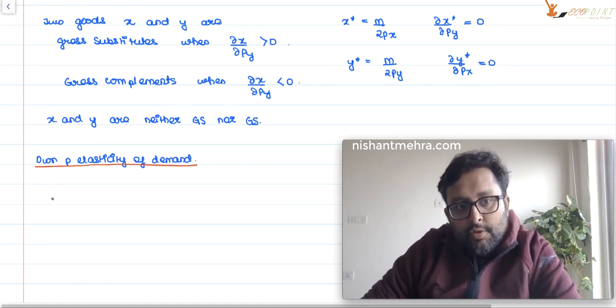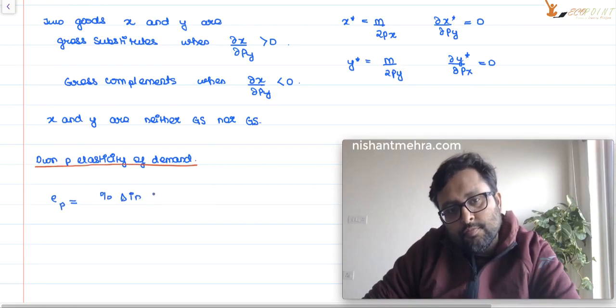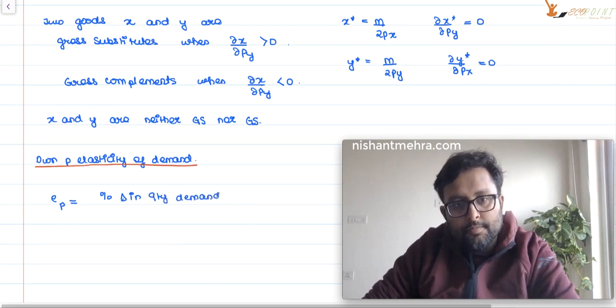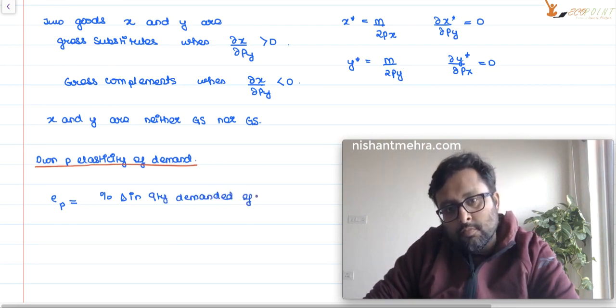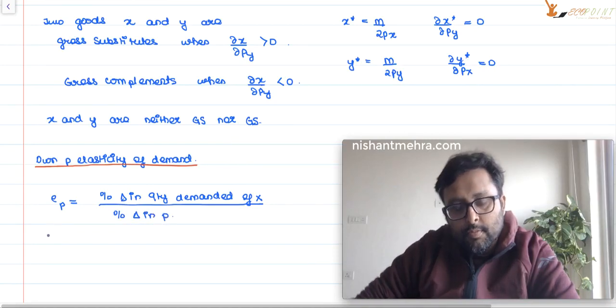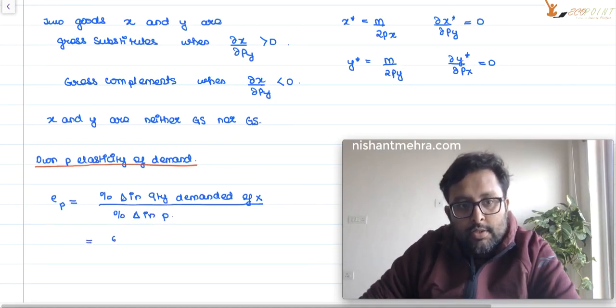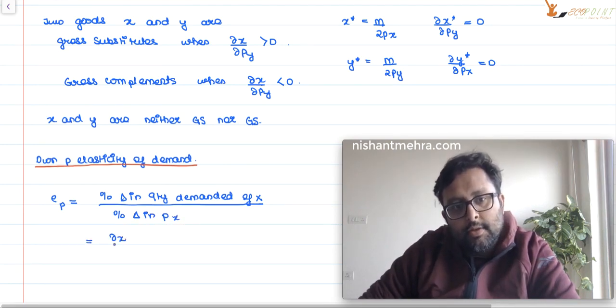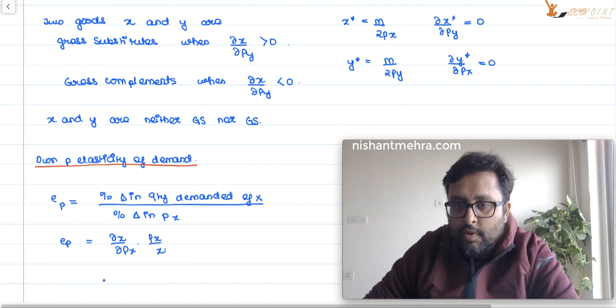So own price elasticity of demand, I should write it like this: EP is the percentage change in quantity demanded of x whole upon percentage change in price of x. So it is del x by del px into px by x, right?